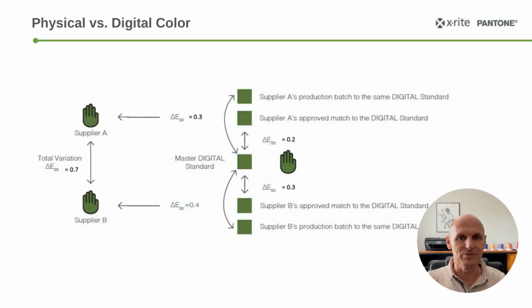Specifying spectral values offers a more precise way to communicate color information. Digital standards eliminate the need to duplicate and ship physical samples and significantly reduce the potential for error stacking. Transitioning to digital standards enhances accuracy and consistency in color specification and is a crucial step in modernizing color management.